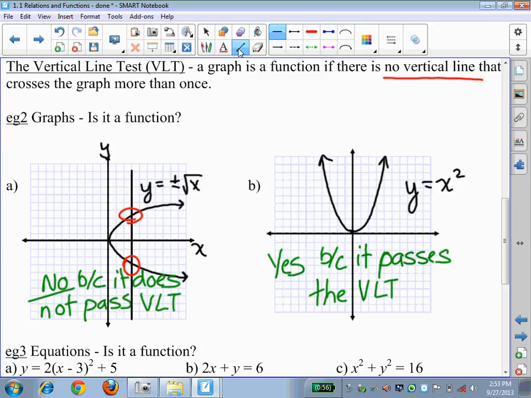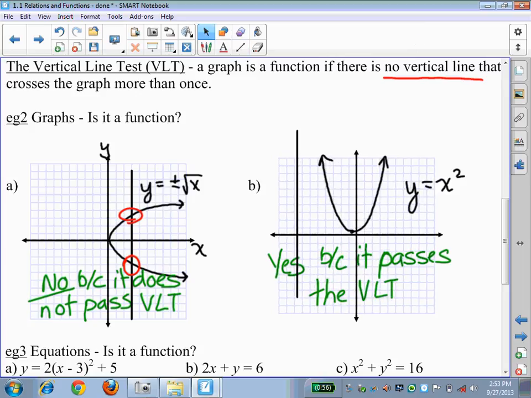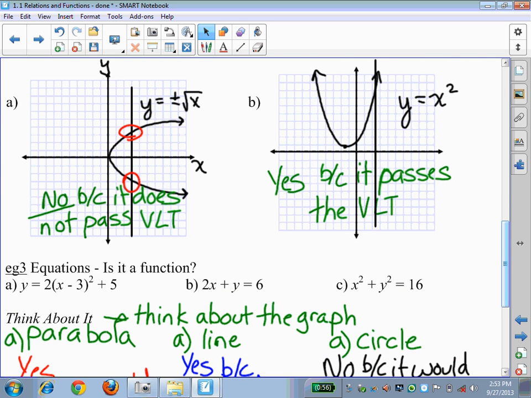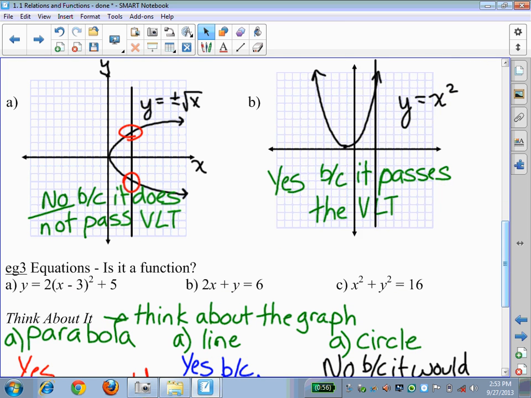In example 2, ladies and gentlemen, let me draw a straight line here and see if I can drag it across. As I go from left to right, ladies and gentlemen, what do we notice? In each case, it's only hitting that line once. So in this case, yes, this is a function because it passes the vertical line test. I apologize, I got shifting here. Okay, so everybody okay with that?